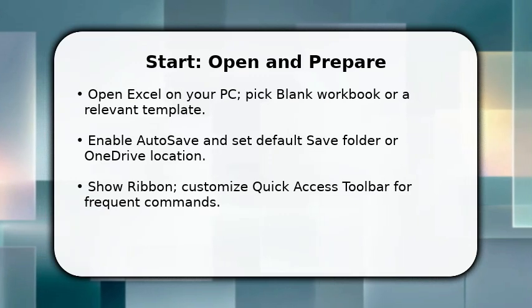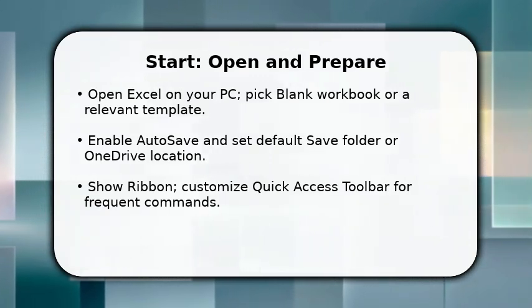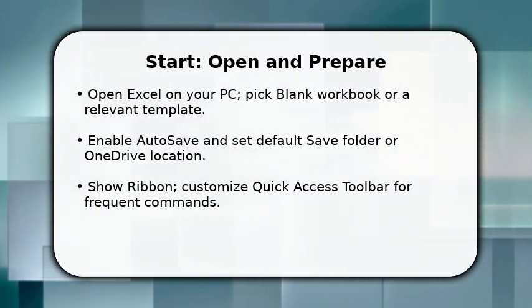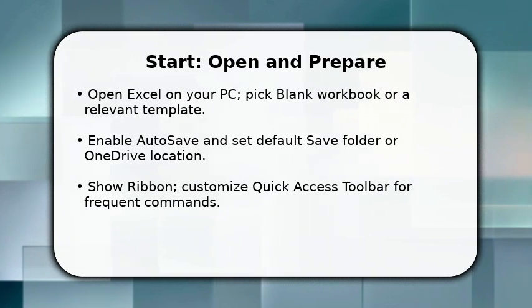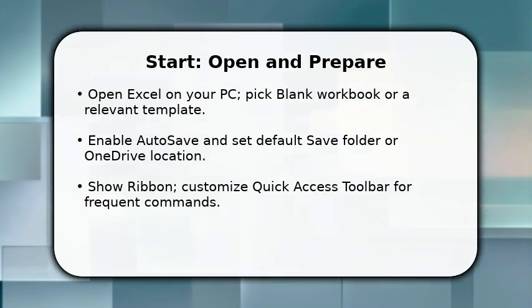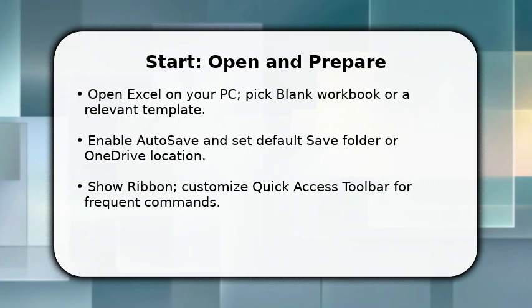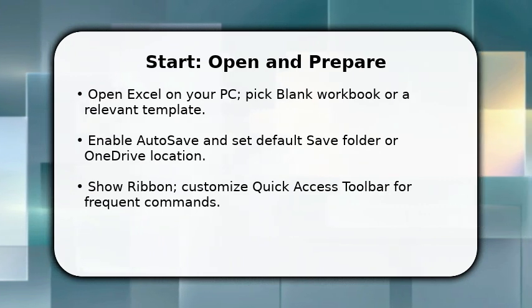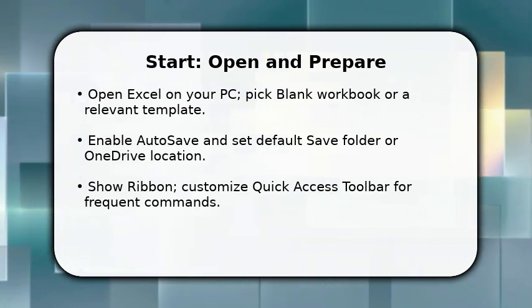Enjoy the video. You start by opening Excel and picking a blank workbook or a template that matches your goal. Once done, make sure autosave is enabled and set a sensible save location like OneDrive or a local folder so you avoid loss. Customize the ribbon or quick access toolbar to surface commands you'll use immediately. This saves time. You'll access Paste, Format Painter, and Sort with one click.